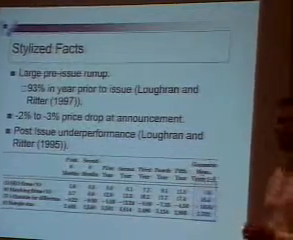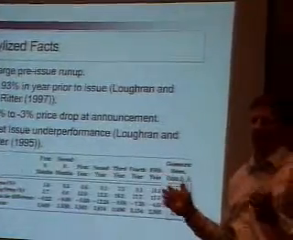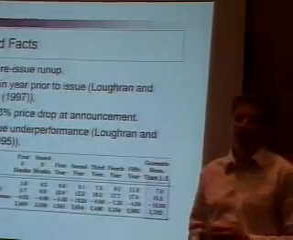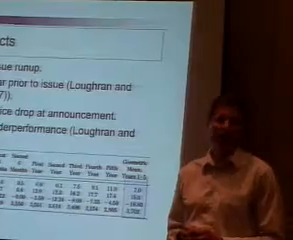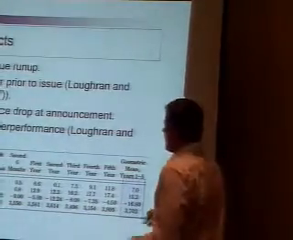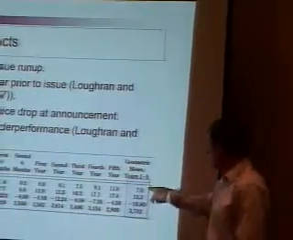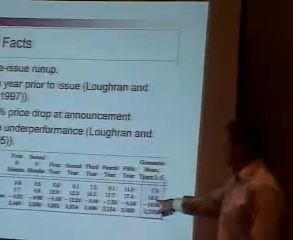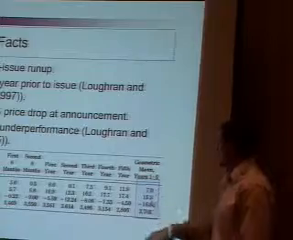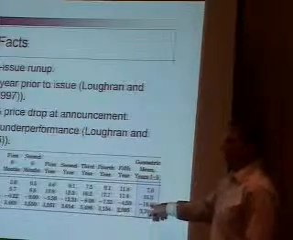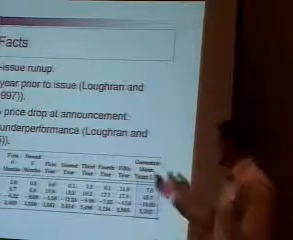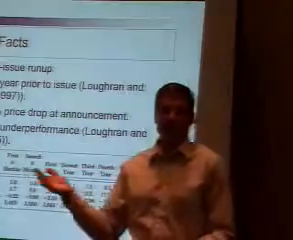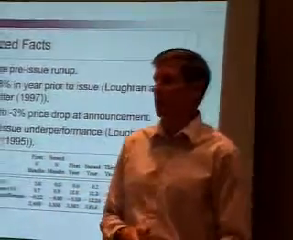And then more recently, people started looking at the longer run performance and found post-issue underperformance for 3 to 5 years following the issues. This is from Loughran and Ritter. SEO firms return 7% per year on average. The matching firms, 15% on average. And of course, it's highly statistically significant, that difference. So approximately 7% per year underperformance for SEO issuers, right?